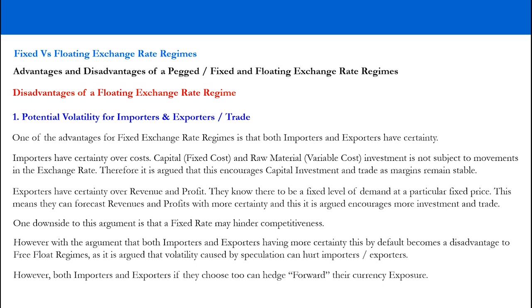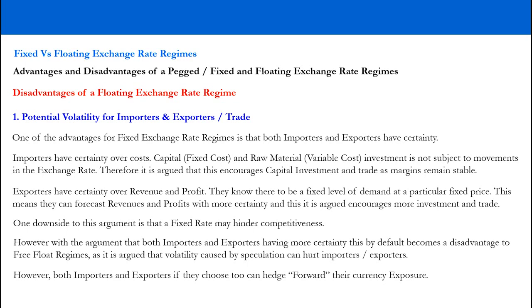So it's argued that importers and exporters have more certainty under a fixed regime. So think about this in terms of an importer first. An importer, for example, that has fixed costs and variable costs, so fixed capital investment and raw material costs that are variable and move on future production and can be exposed to an exchange rate. So an importer that, for example, brings in an input from another country into their manufacturing process.